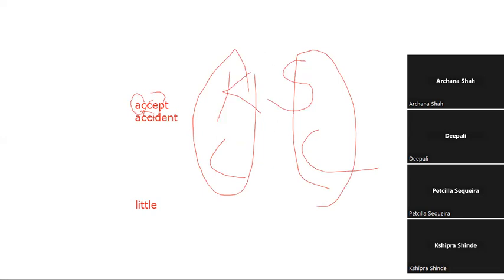Now, when you have C, I, we have done this earlier, that C and I makes it sh sound, as in gracious, magician. Okay, this we have done. And we have also done SC words. So in SC, what will happen? Which letter will go silent when you have SC followed by E, I, Y?